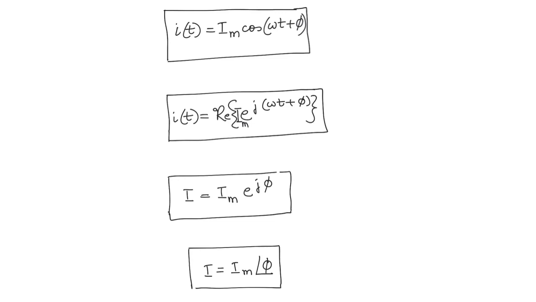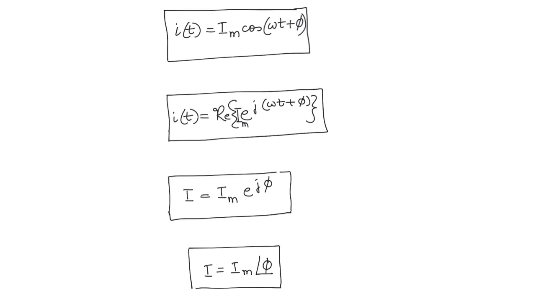Before we move on to looking at how we can use phasors to solve circuits, I thought it would be nice to summarize what we have learned till now. So we started off by looking at our current in this form. We knew that our current will take a form of Im cos(omega t plus phi).